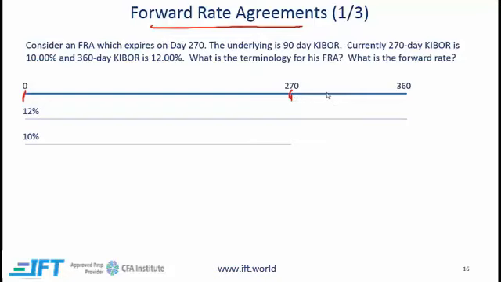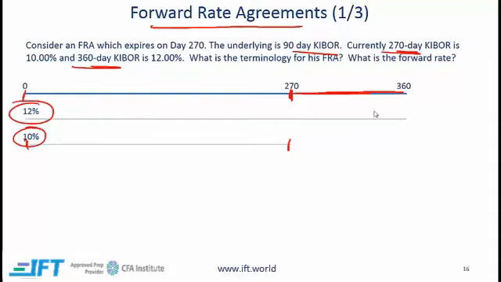So let's take a very simple scenario. Consider a forward rate agreement which expires on day 270 and the underlying is 90-day CIBOR. CIBOR is the Karachi Interbank Offer Rate. It is somewhat like LIBOR. You are given the 270-day CIBOR and you are told that the 270-day CIBOR is 10%. So this rate is 10%. All numbers given here are annualized numbers unless you are told otherwise. You are also given 360-day CIBOR, which is 12%.